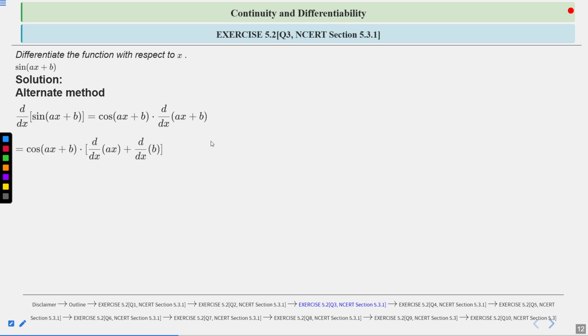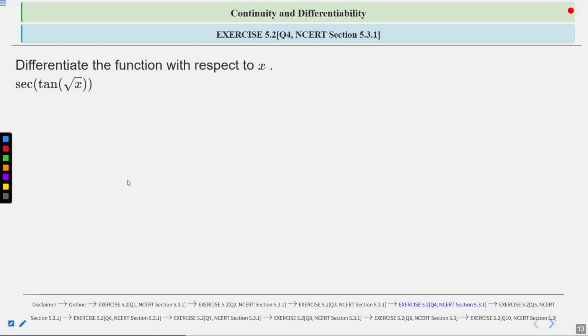Clear? So it will be cos(ax + b) into d upon dx of ax plus d upon dx of b, which is equal to cos(ax + b) into (a + 0). So it will be equal to a cos(ax + b). So our final answer is a cos(ax + b). Okay, let us discuss the next question.